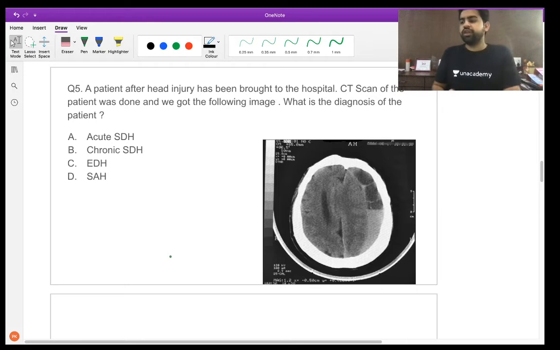Now this is interesting. Can you tell me the diagnosis of this? A patient with a head injury has been brought to the hospital. A CT scan of the patient has been done, and you get the following image. What is the diagnosis of this particular patient? I want each one of you to answer, guys, because this is an interesting question. Is it an acute SDH, a chronic SDH, EDH, or SAH? What is the answer?